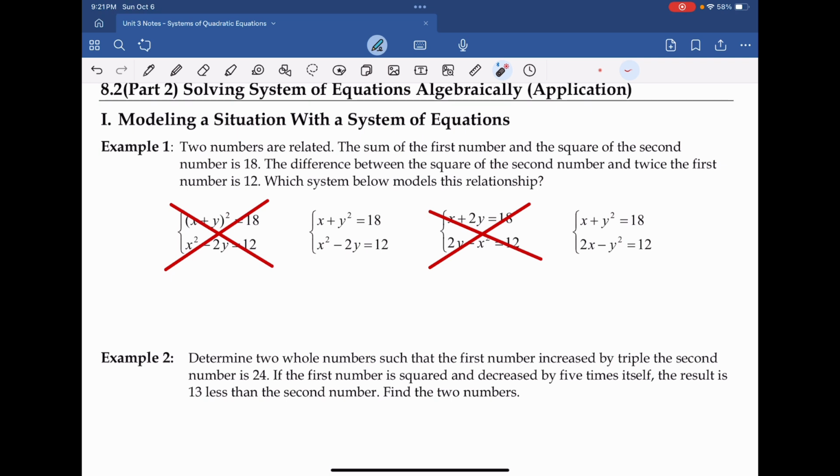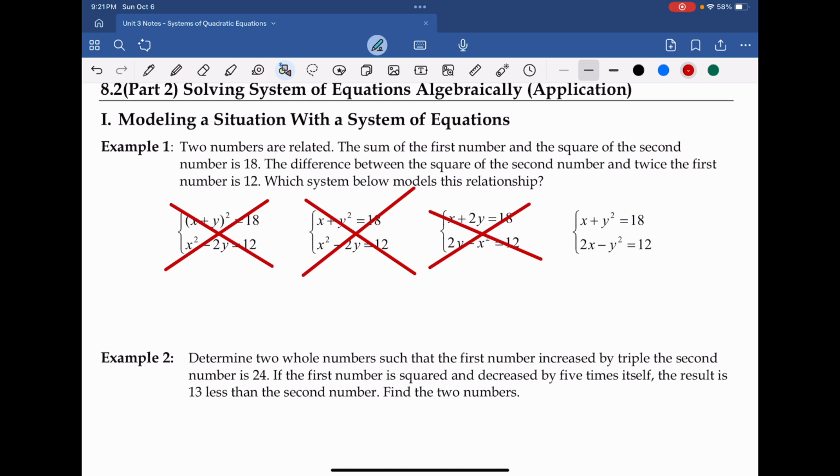Now we go to our second sentence to see if either one of these fits our definition. The difference between the square of the second number and twice the first number is 12. Okay, so if our second number was equal to y, then we're looking for a y squared, which immediately rules out this equation here, because look at this. It's the first number squared, which was x. So that can't work. That's not the one that's going to follow here.